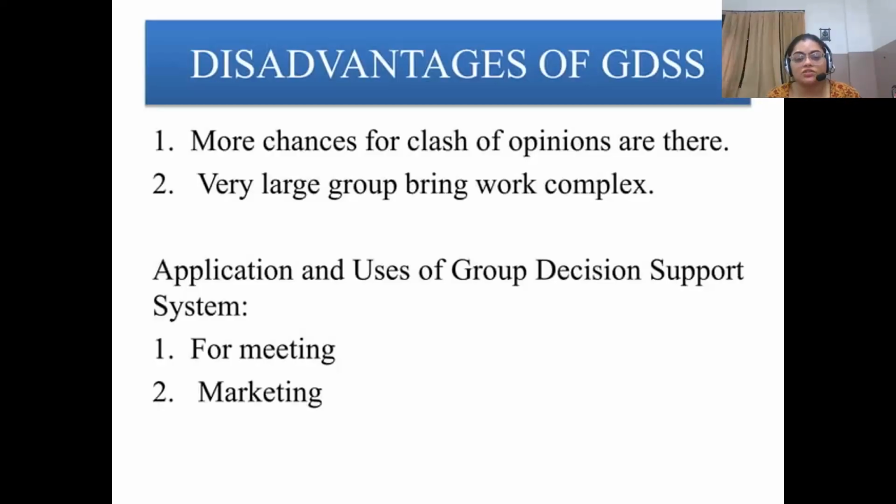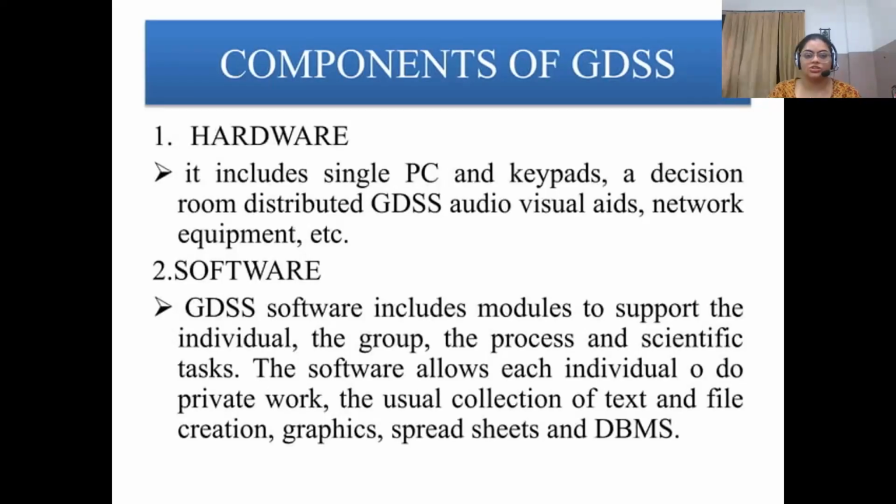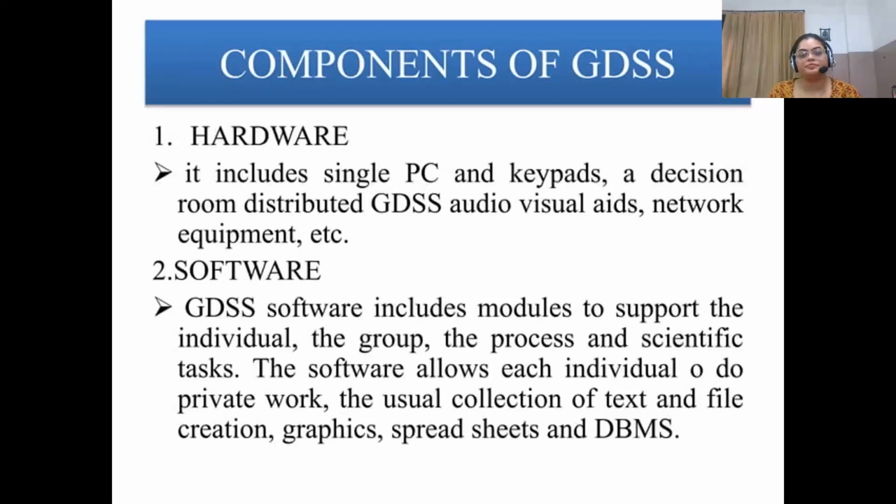अच्छा, एप्लीकेशंस एंड यूजेस ऑफ ग्रुप डिसीजन सपोर्ट सिस्टम: फॉर मीटिंग, फॉर मार्केटिंग, बैंकिंग सेंटर, स्टॉक एक्सचेंज, ब्रेनस्टॉर्मिंग, मेंटेनिंग रिकॉर्ड्स, एक्सेसिंग द जजमेंट टास्क, office automation, documentation, engineering firms, all these are the applications and uses of the group decision support system.